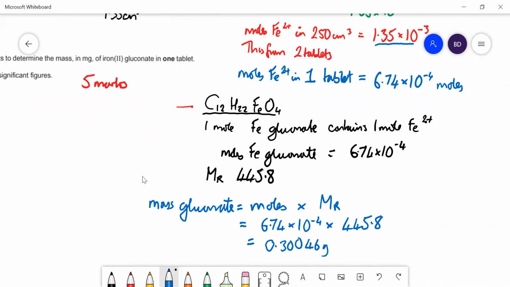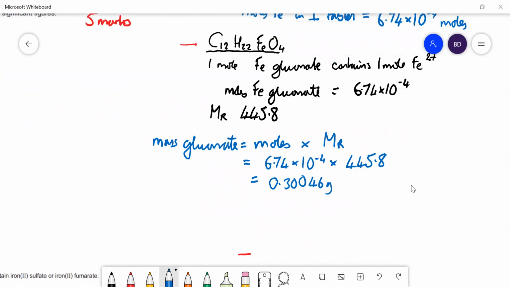0.30046 grams. Okay, now it asks us to work out in milligrams, and to give it to 3 significant figures. So multiply that by 1,000 and you get 300.46 milligrams. So 3 significant figures, that's 300 milligrams exactly. Now if you look in the mark scheme, it actually says 301 milligrams, but that is because they've rounded up one of those answers midway through, and the true answer, I do believe, is 300 milligrams, not 301. Okay.